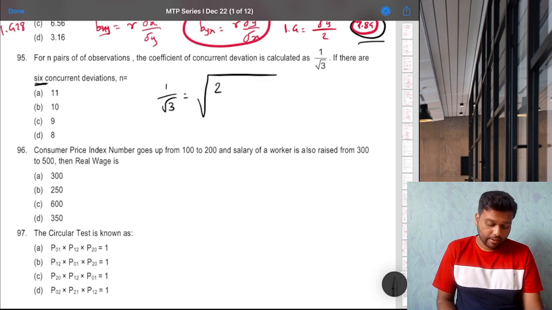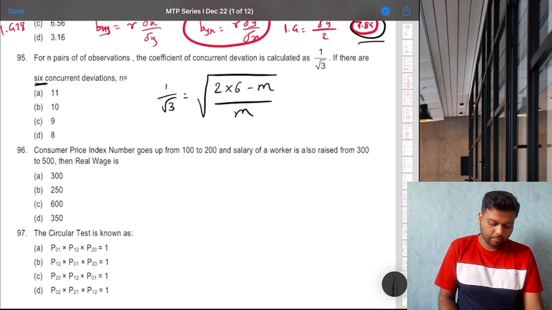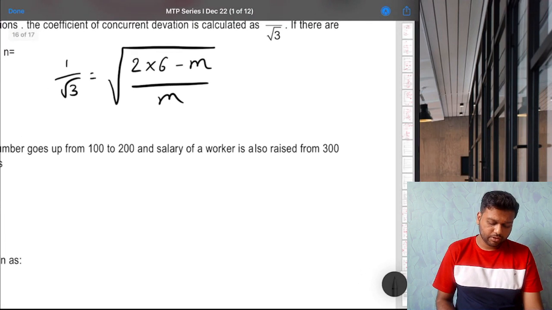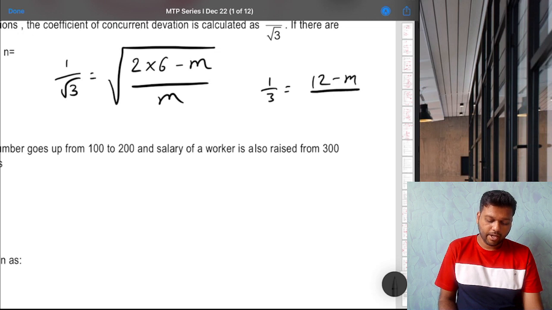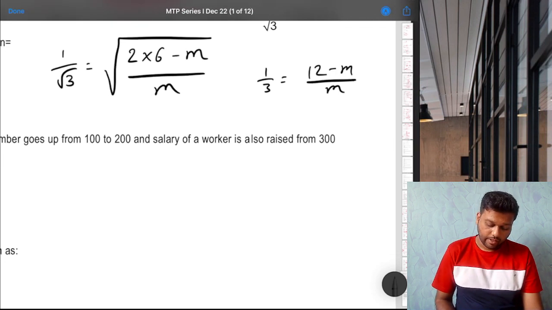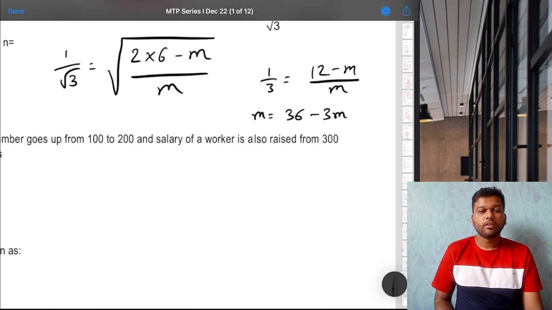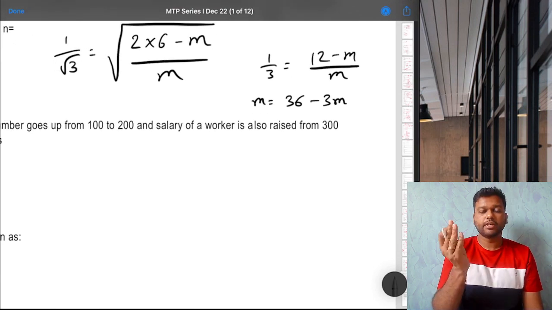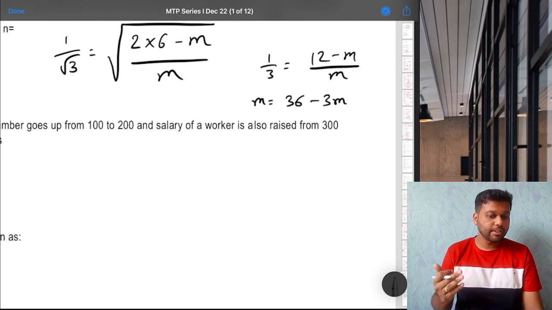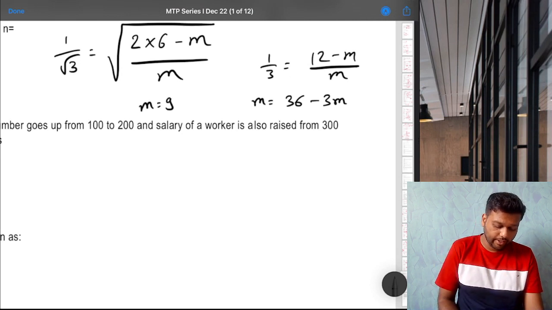2 into c, that is 2 into number of concurrent deviations, minus m, that is number of deviations upon m, right? So let's say square of both sides. So we'll have 1 by 3 is equal to 12 minus m by m, right? That means m is equal to 36 minus 3m. So m will be what? If you just take 3m to this side, 4m is equal to 36, that means m is equal to 9.